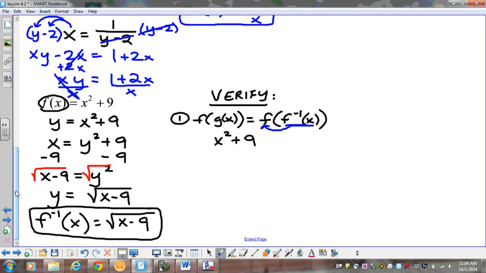So in place of this x right here, I'm going to plug in my inverse. So I'm going to take this and I'm going to plug it in here. And again, I should get x if it is in fact my inverse. So in place of that x, I'm going to put in my inverse. So that's going to look like this. I'm going to have the square root.